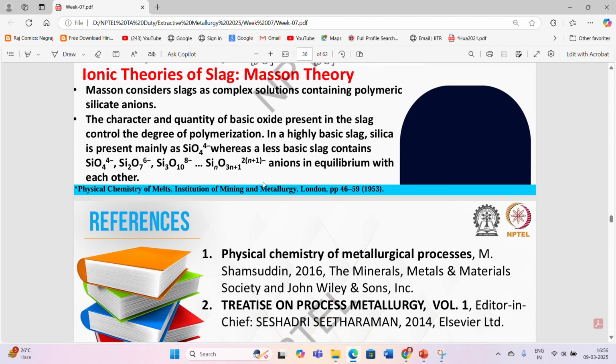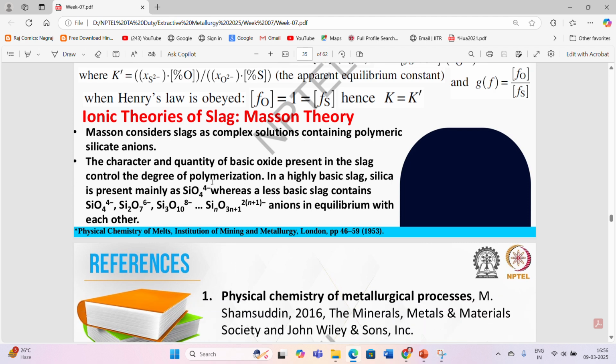Then there is the Masson theory, and Masson considers slag as a complex solution containing polymeric silicate ions. The character and quantity of basic oxides present in the slag control the degree of polymerization. In a highly basic slag, silica is present mainly as SiO4 4-, whereas a less basic slag contains SiO4 4-, Si2O7 6-, Si3O10 8-, and so on, anions in equilibrium with each other.